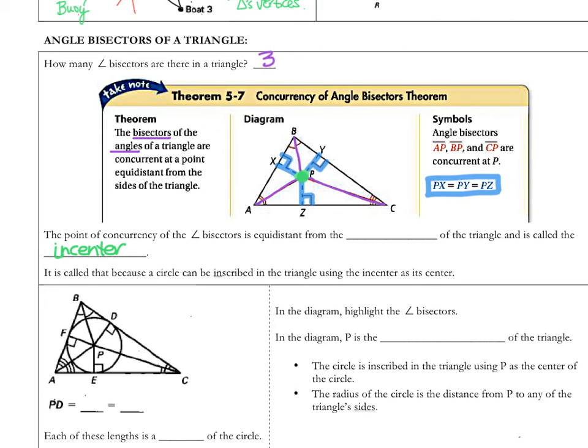Now, that means that that point is the same distance from the sides of the triangle, not from the vertices this time, but from the sides of the triangle. Now, the reason that it has a special name, incenter, is because a circle can be inscribed in the triangle, looking like that down there. So the center of the circle would be the incenter. This point right here is the incenter. And then the circle's inside the triangle this time.